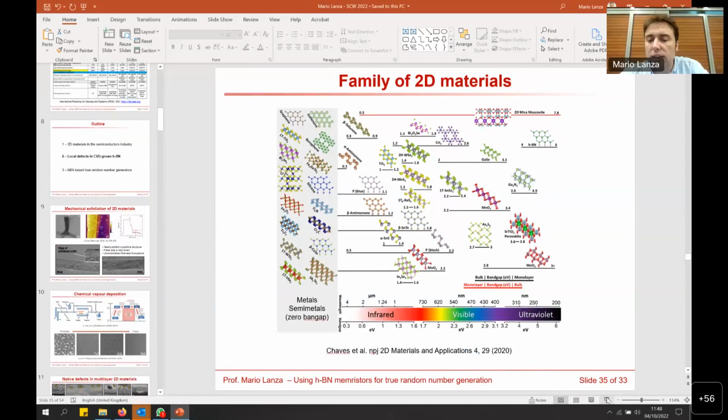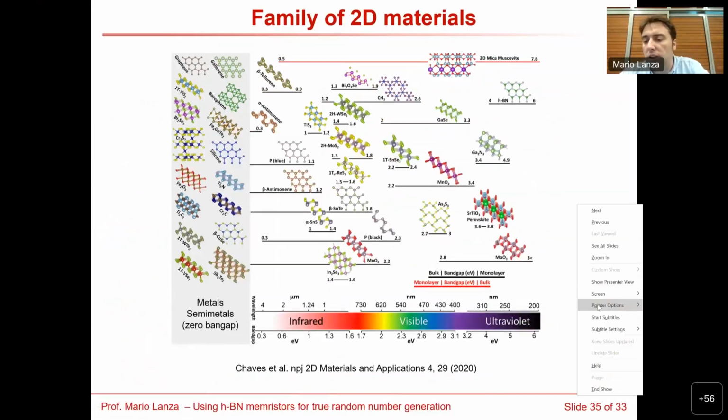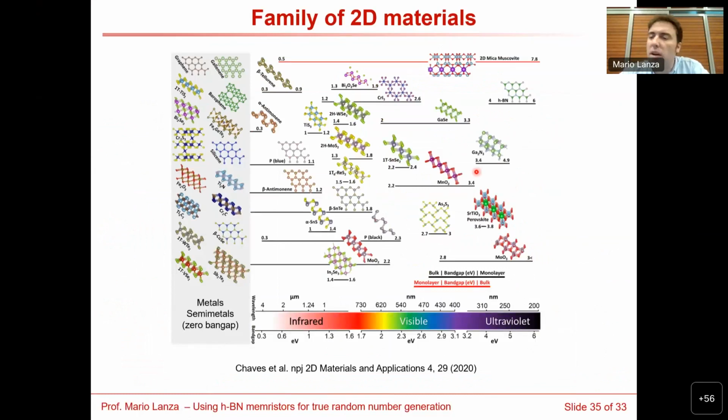Well, here in this slide, you can see the family of 2D materials. We have many 2D materials that have been so far discovered mainly by mechanical exfoliation. Some of these materials can be grown by chemical vapor deposition. The most popular is graphene, which is a conductive material. Some others are transition metal dichalcogenides like molybdenum disulfide. They can also be grown by CVD. In my case, I use hexagonal boron nitride, which is an insulator, has a wider band gap.